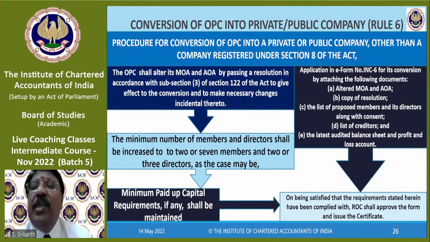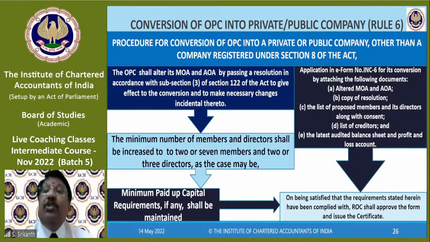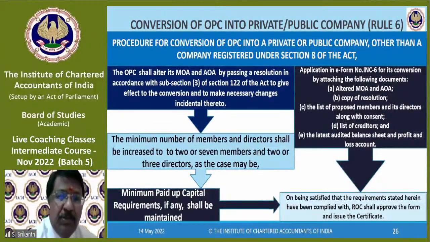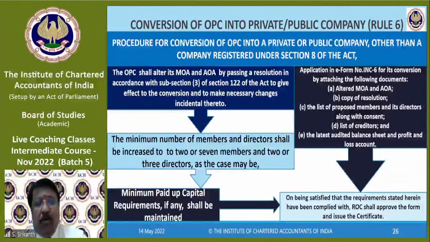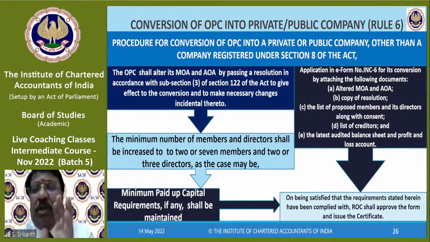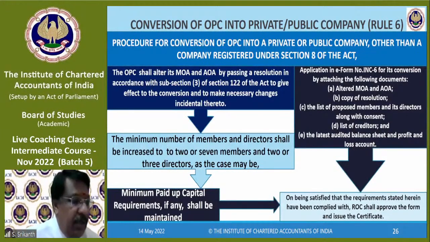Then you have to give an application in form INC 6, providing the altered memorandum of association and articles, copy of resolution, list of proposed members and directors along with consent, list of creditors, in case the OPC has creditors, and the latest audited balance sheet and P&L. If all this is filed, once the ROC is satisfied, the MCA ROC will approve the conversion and a fresh certificate of incorporation will be issued with the name private limited after the name of the company. It will no longer be a one-person company. Right? This is conversion of OPC into private.